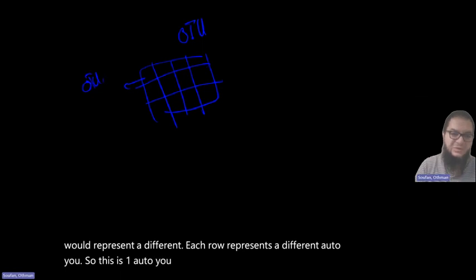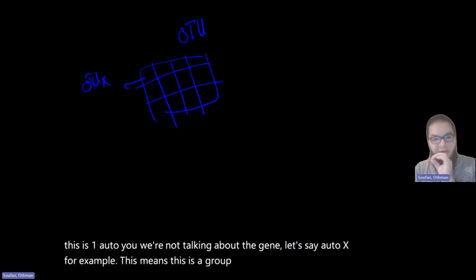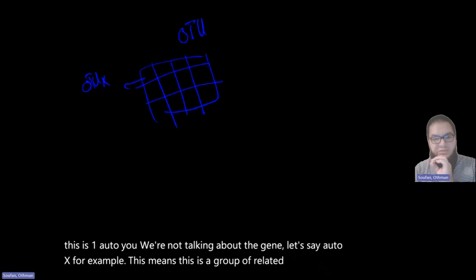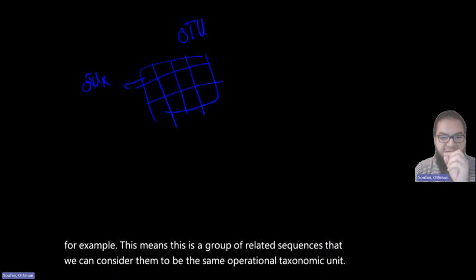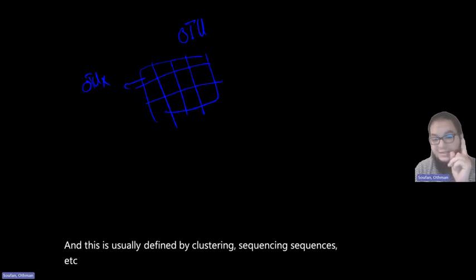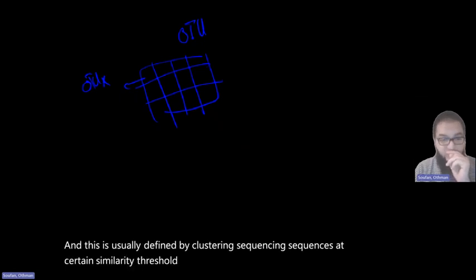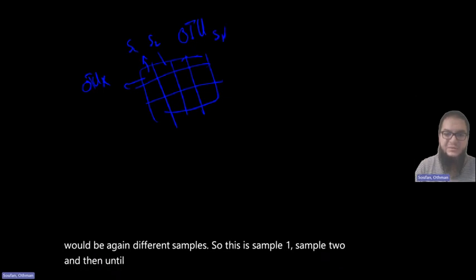We're not talking about a gene. Let's say OTUX, for example. This means this is a group of related sequences that we can consider to be the same operational taxonomic unit. This is usually defined by clustering sequences at a certain similarity threshold as input to the program. Now, columns would be, again, different samples. So this is sample 1, sample 2, and then until we have sample n, for example.